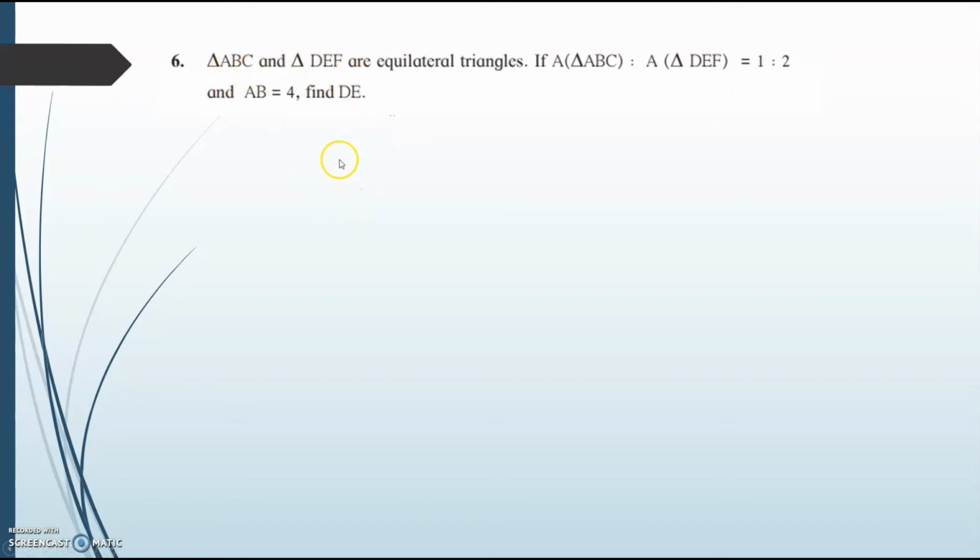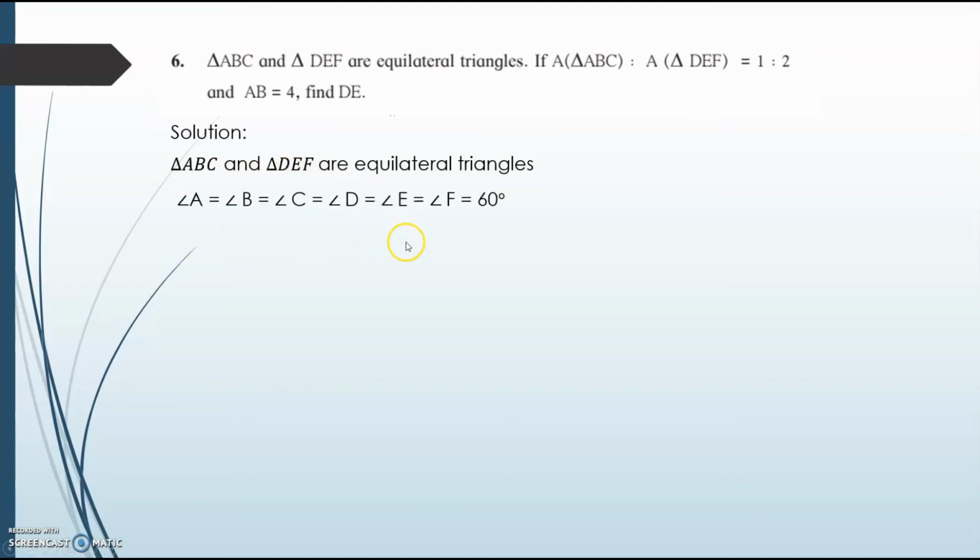So we are given triangle ABC and triangle DEF are equilateral triangles. Now equilateral triangle means all the angles are of 60 degrees. So all the three angles of triangle ABC will be 60 degrees and all the three angles of triangle DEF are also equal to 60 degrees.